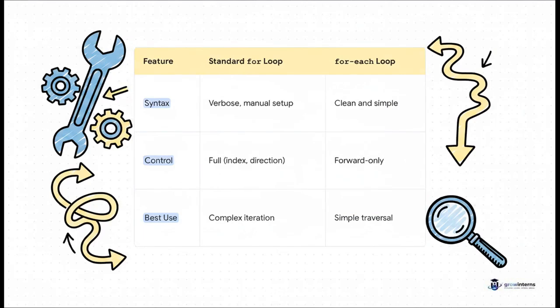And that really brings us to the most important point. It's all about picking the right tool for the right job. The standard for loop, that's your powerful, all-purpose multi-tool. It gives you total control, which you absolutely need for complex situations. The for-each loop, on the other hand, is like a specialized tool. It does one thing, simple forward traversal, and it does it perfectly.